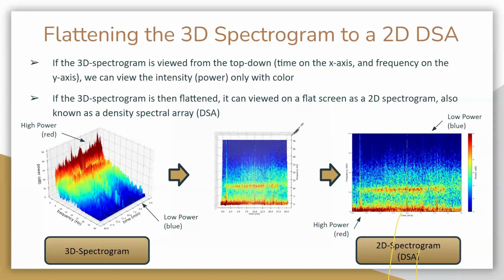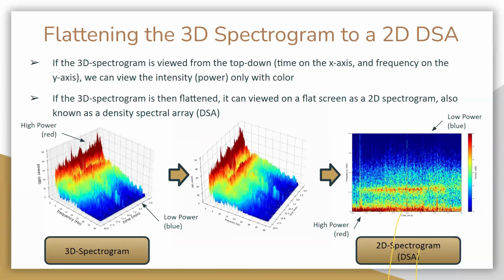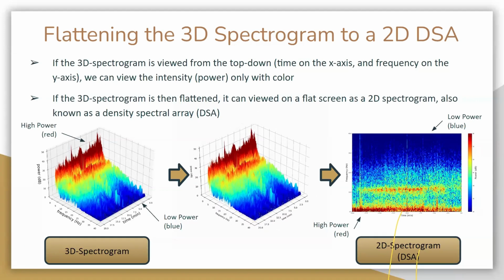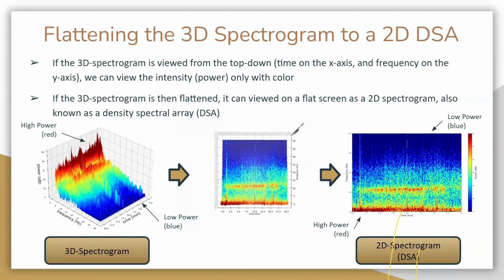And what you can notice is that on this image on the left, the high values are red and the low values are blue. So the frequencies that are red are high power, and the frequencies that are blue are really low power, which means they're not really contributing to the signal.